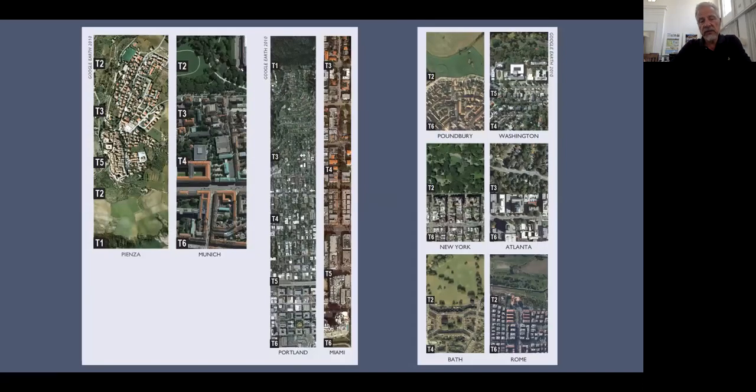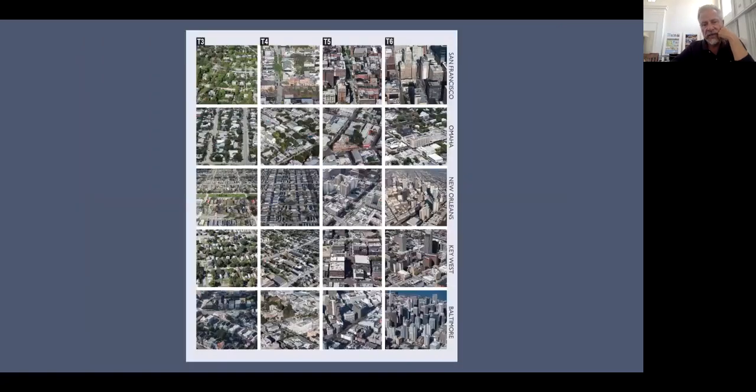It's also that you're able to document things. For example, you take a photograph, like I showed you earlier. Just take a photograph of a city. And here we have Pienza, Munich, Portland, Miami, etc. And you can very quickly say, this is T6, T5, T4, T3, and T1. And then you go in and you can further analyze it.